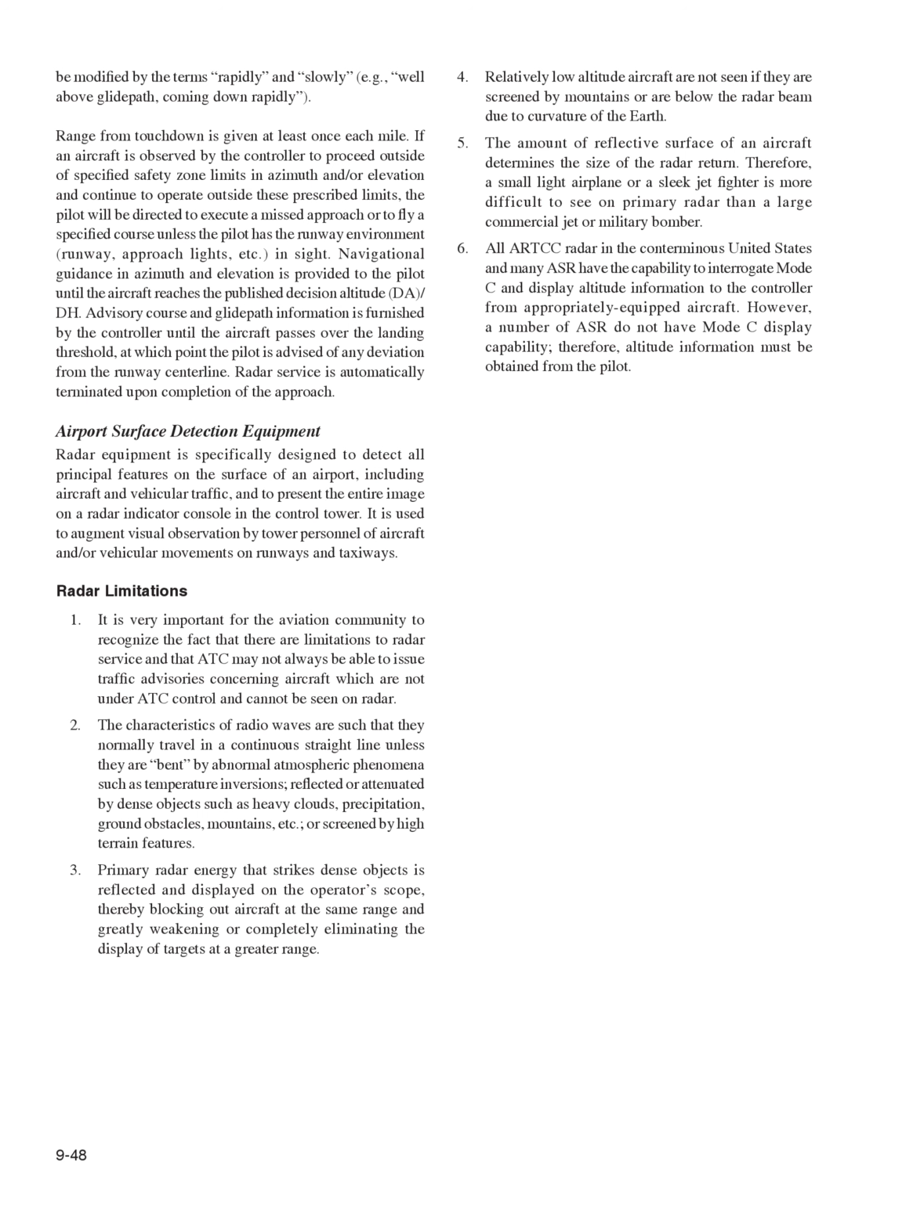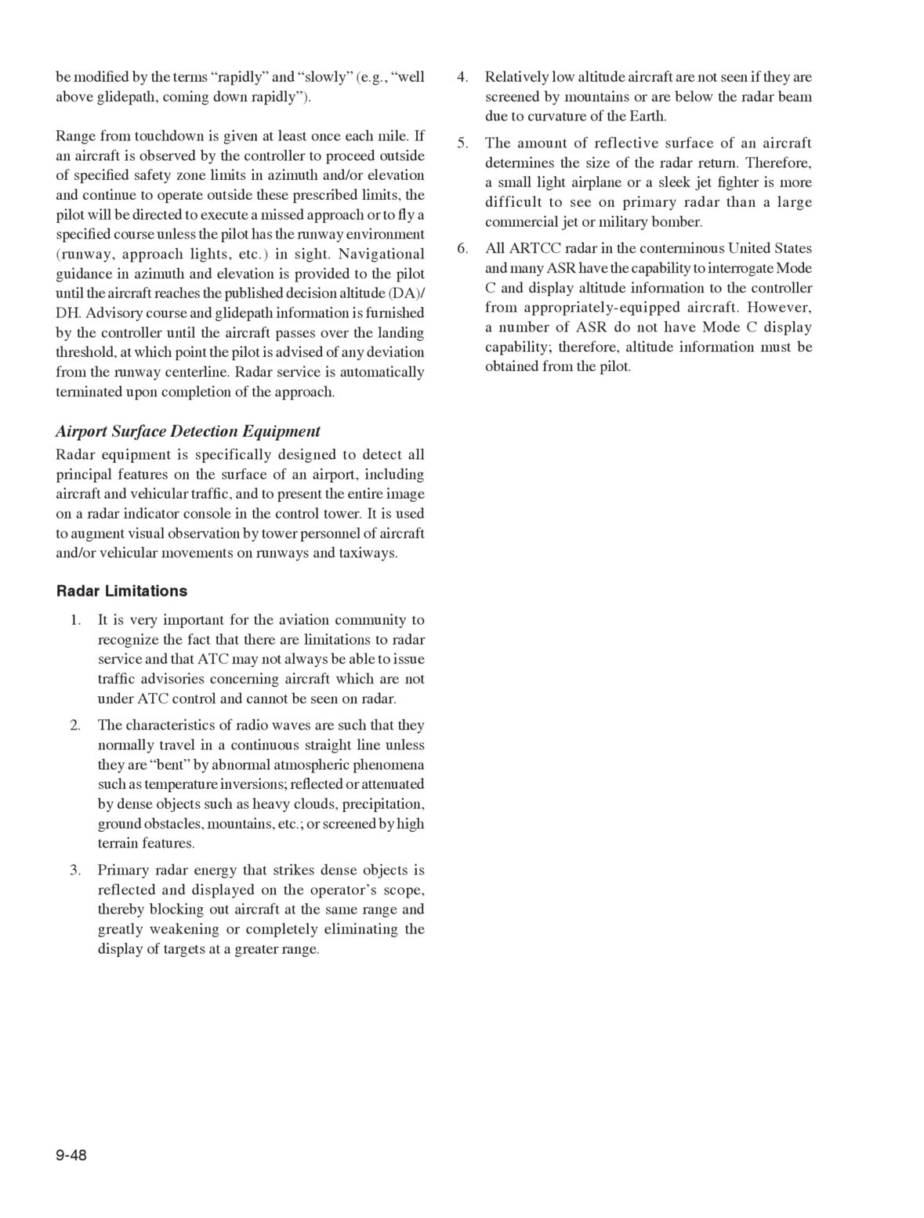Radar limitations. 1. It is very important for the aviation community to recognize the fact that there are limitations to radar service, and that ATC may not always be able to issue traffic advisories concerning aircraft which are not under ATC control and cannot be seen on radar. 2. The characteristics of radio waves are such that they normally travel in a continuous straight line unless they are bent by abnormal atmospheric phenomena such as temperature inversions, reflected or attenuated by dense objects such as heavy clouds, precipitation, ground obstacles, mountains, etc. or screened by high terrain features.